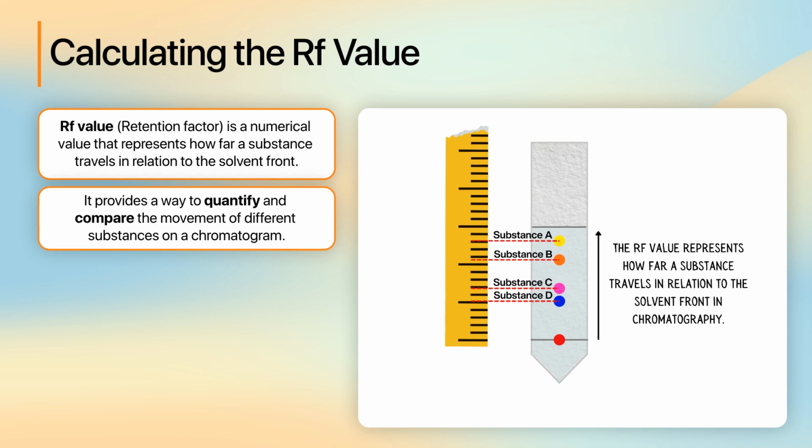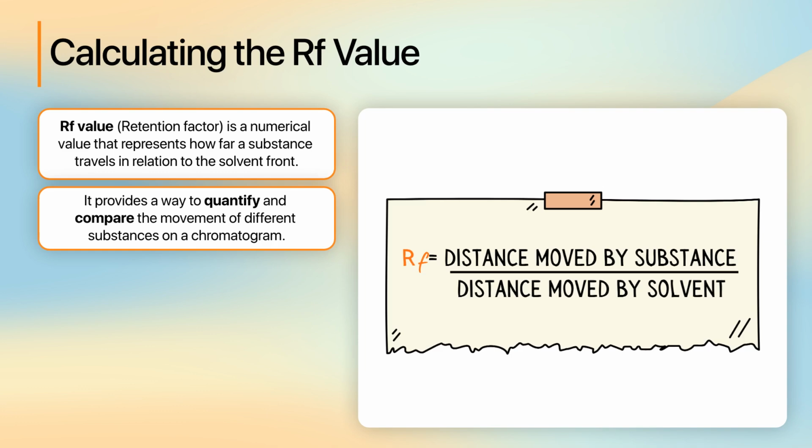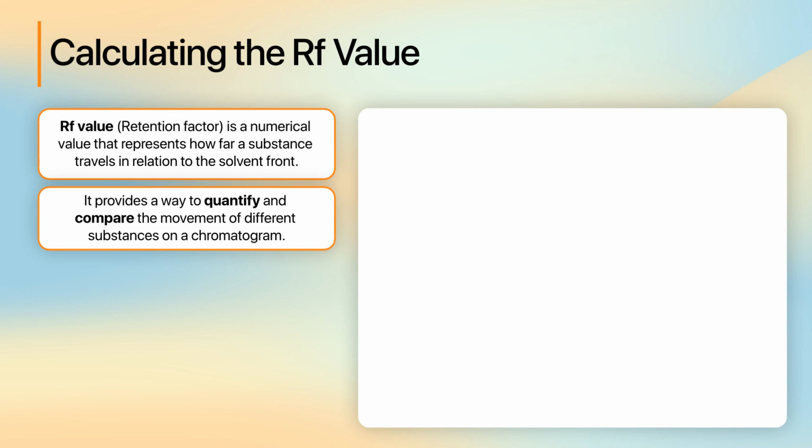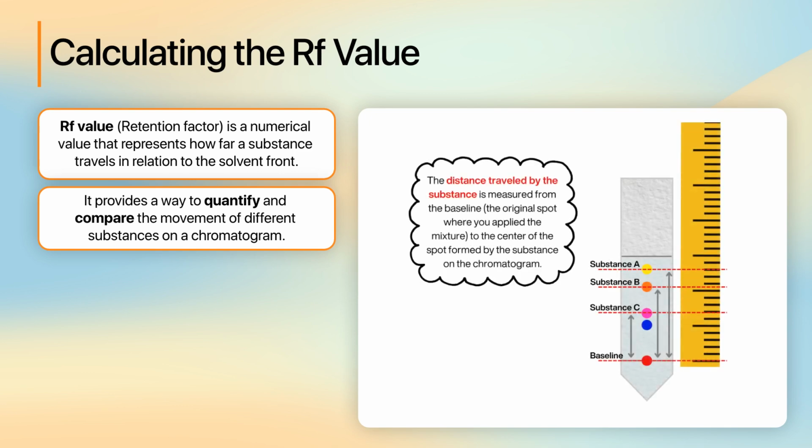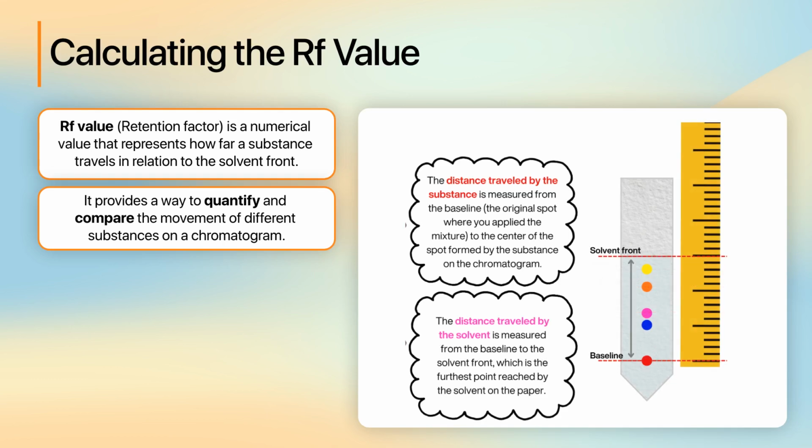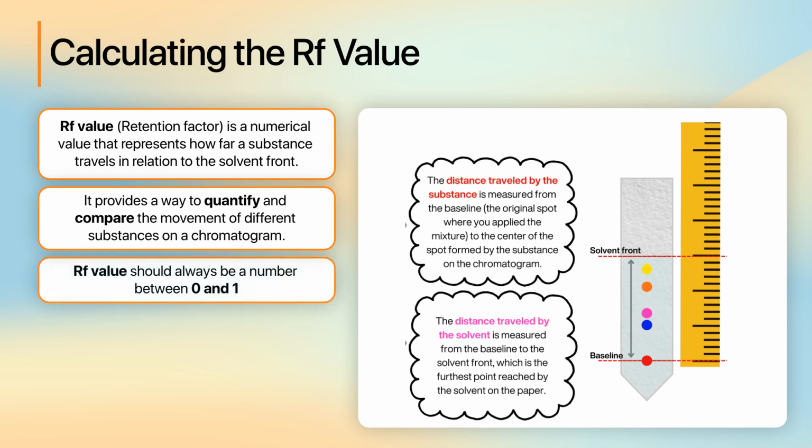To calculate the RF value, we use the following formula: distance moved by substance divided by distance moved by solvent. The distance traveled by the substance is measured from the baseline, the original spot where you applied the mixture, to the center of the spot formed by the substance on the chromatogram. The distance traveled by the solvent is measured from the baseline to the solvent front, which is the furthest point reached by the solvent on the paper. The RF value should always be a number between 0 and 1.